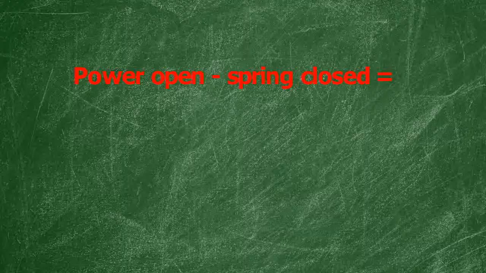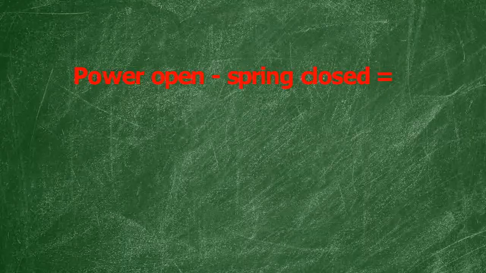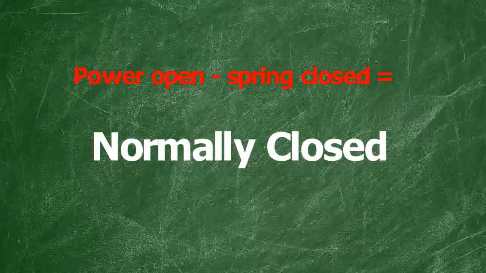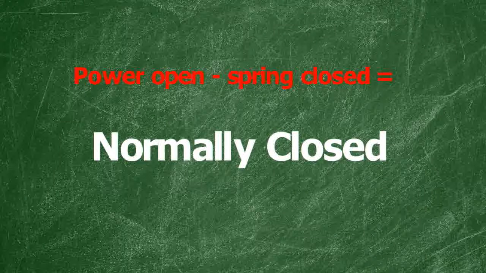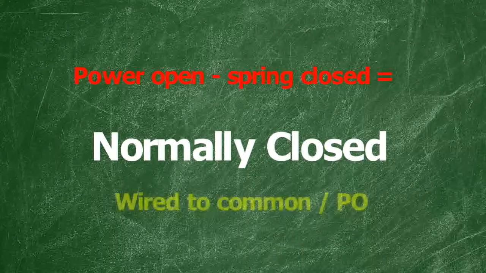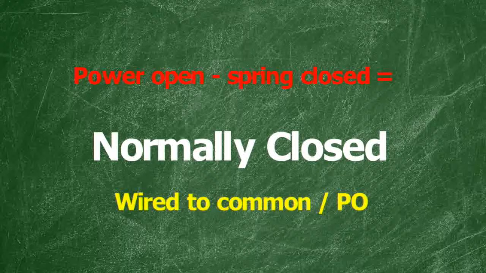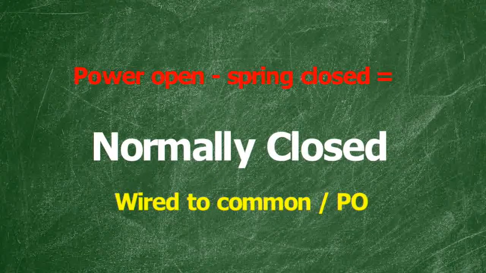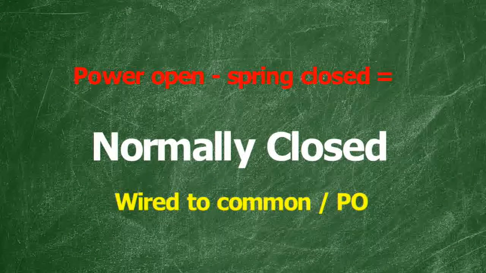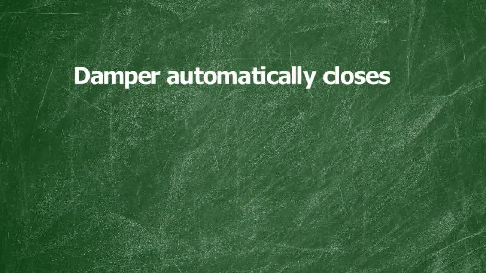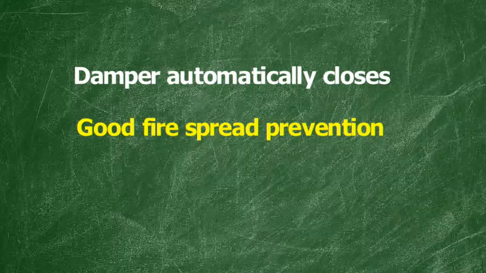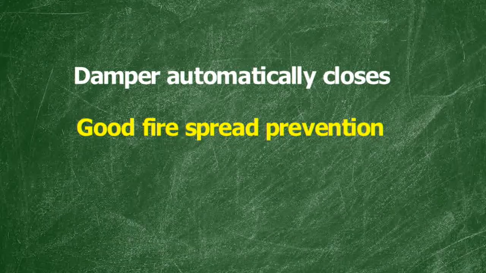The power open spring closed damper means the damper is normally closed and must receive power from the zone control panel to open. It's wired to the common and power open terminals. If there's a power failure, a motor failure, or a board failure, the damper will automatically close and remain closed until the problem is solved. Such dampers are a good fire spread prevention method, but they block all the airflow to that zone until a repair is made.